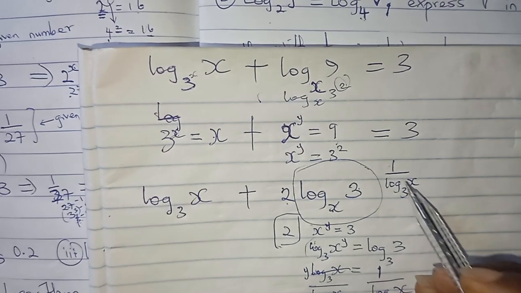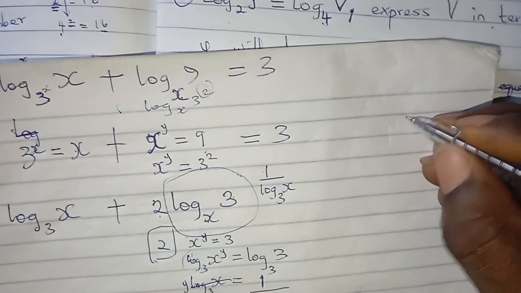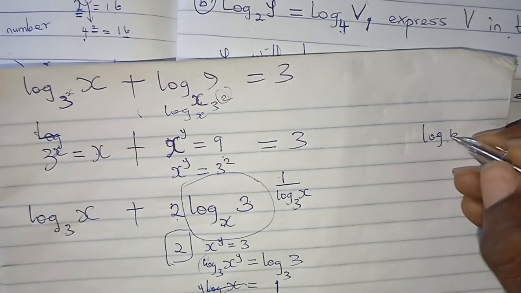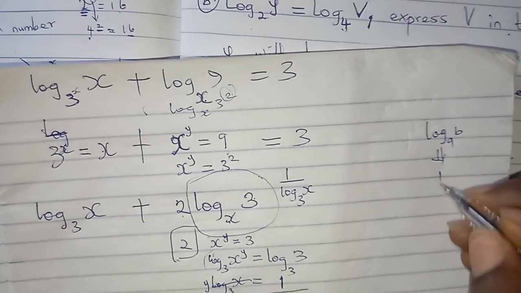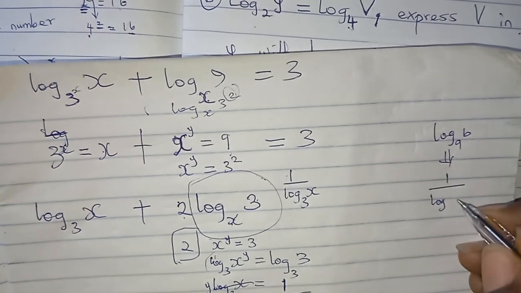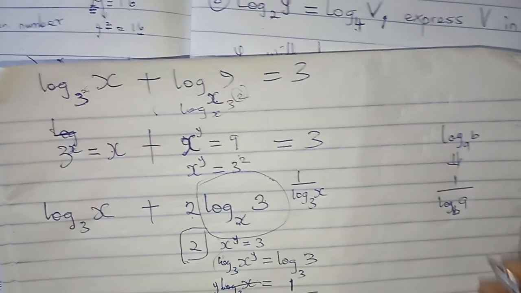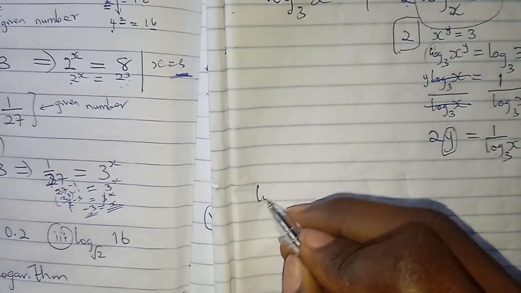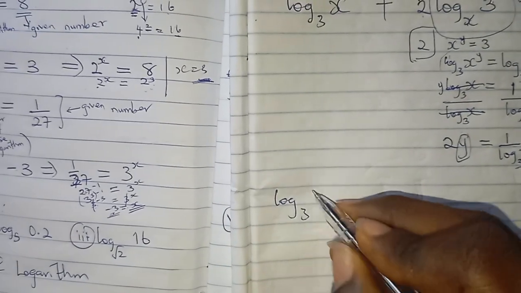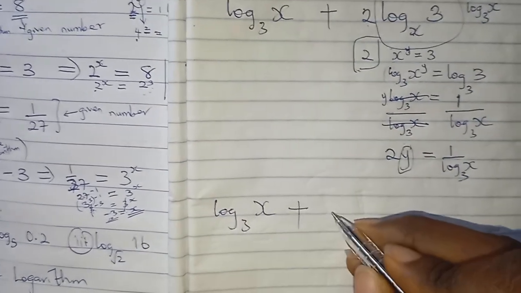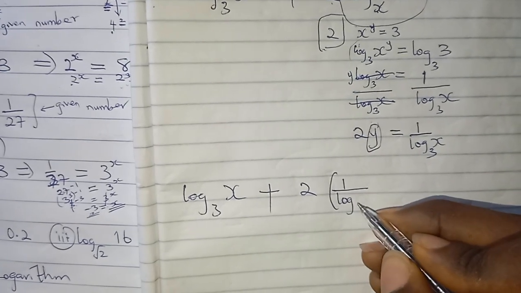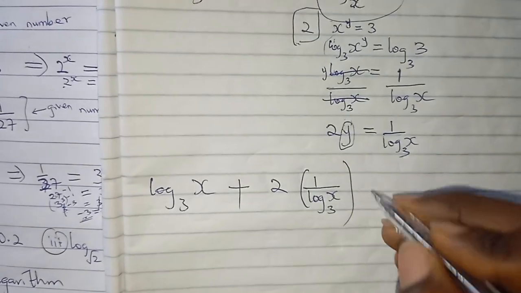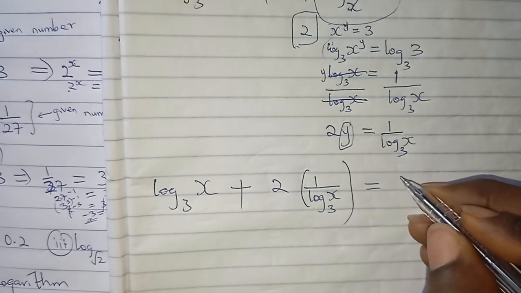So if I have log BA, this is the same as saying 1 over log AB. That's what I'm trying to say. So let's now substitute what we now know. Let me rewrite it: log 3x plus 2 into 1 over log x to base 3 equals to 3.